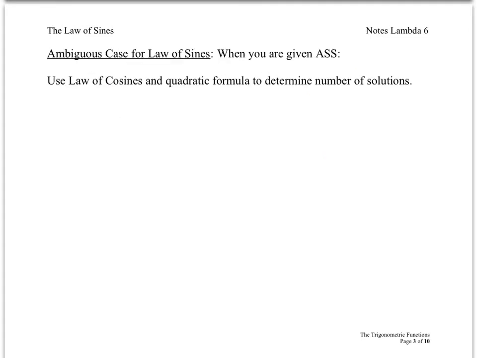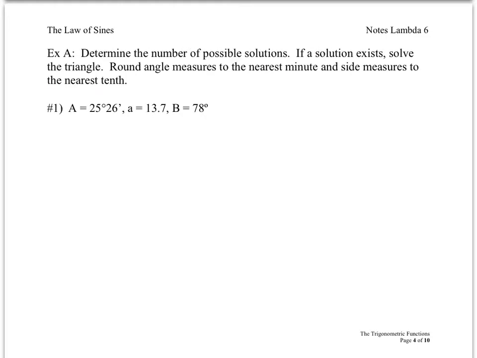This is the ambiguous case for the law of sines, once again, which applies if you have side, side, angle. We said we're going to look at this at a later point. We'll come back to this after we learn the law of cosines. Example A. Determine the number of possible solutions. Well, before we do any more to this problem, if you're given angle, angle, side, then there is one solution. If a solution exists, solve the triangle. That means find all the missing measurements. Round angle measures to the nearest minute and side measures to the nearest tenth.